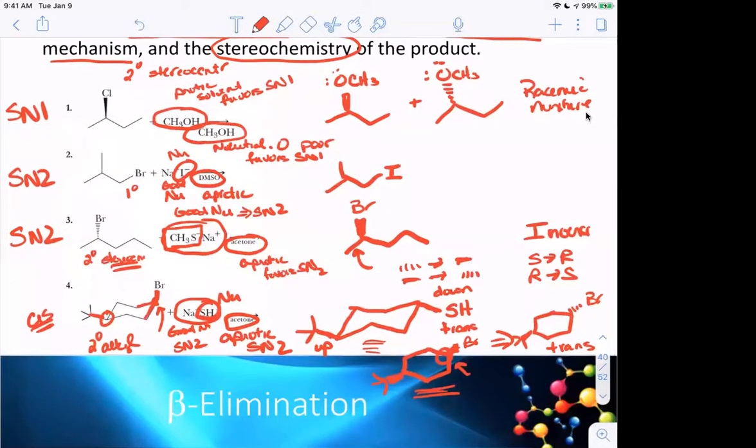So this is the kind of analysis that you're going to have to do on tests and quizzes. You have to be able to look at this. And this is why this chapter can be quite a learning challenge. You have to be able to analyze and know the chemistry for the substrate, the type of nucleophile, the type of leaving group, and the type of solvent, and using all of that information, put together what the most likely mechanism is, and then predict the product accordingly. So this takes practice. So make sure you practice.